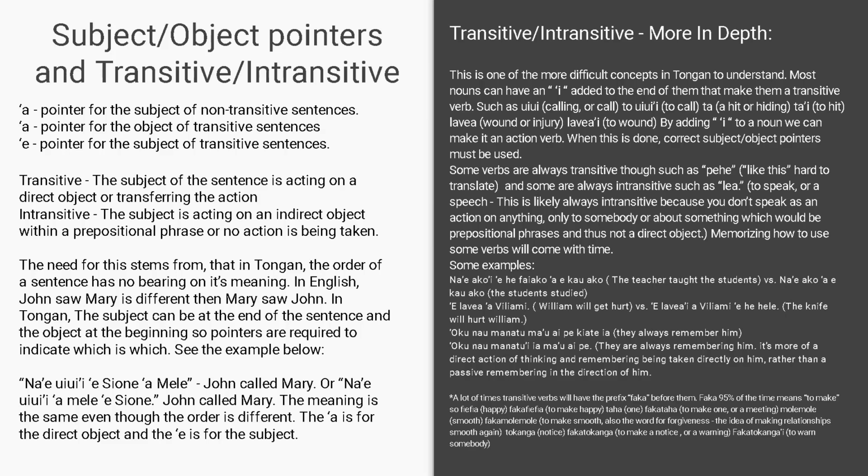The whakaua a is the direct object. The whakaua e is for the subject. Looking at this a little bit more in depth, as I said before, this is one of the more difficult concepts in Tongan to understand.